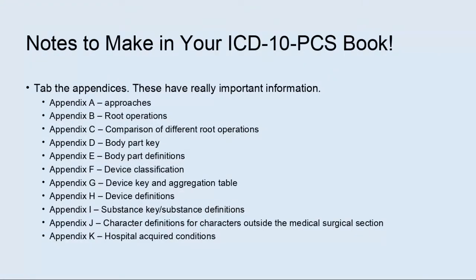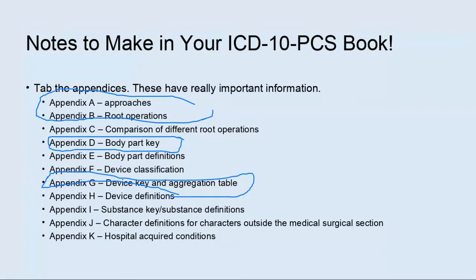So in your PCS book, tab the appendices. They have really important information, and look at these to become familiar with them. So you say, gee, I'm not sure about this. Oh, I can go to the appendix. Particularly these two, this one, and this one, I think. They're all important, but I think these are the most important. So look at these, become familiar with them, put tabs on them so you can find them easily. They can make things a lot easier for you.